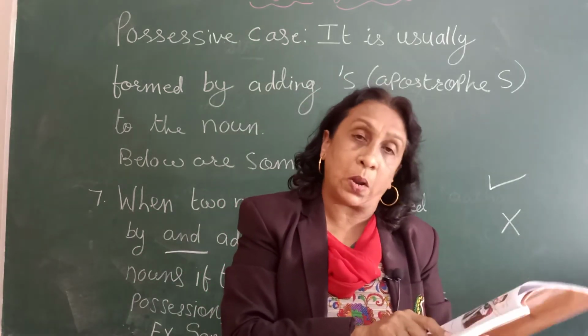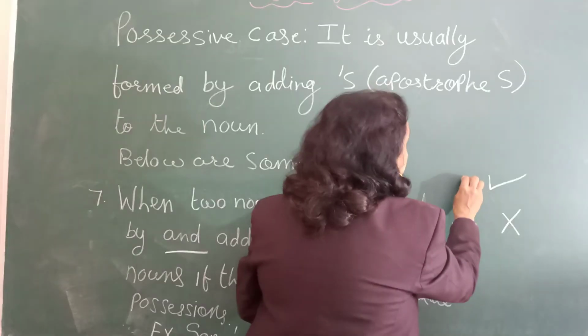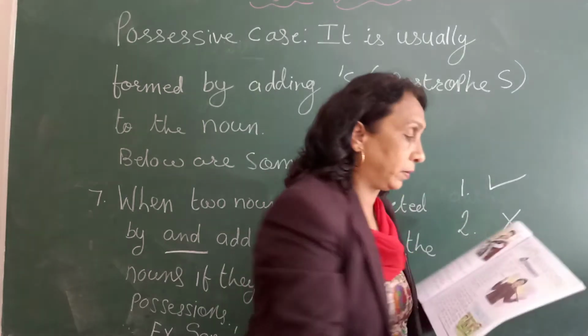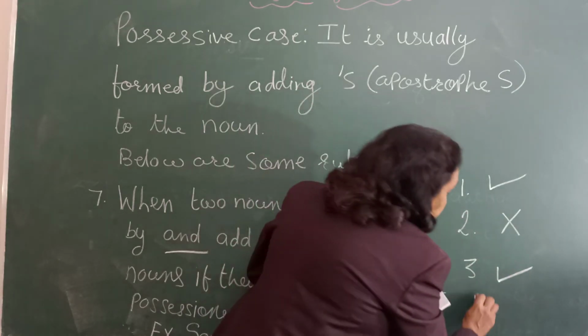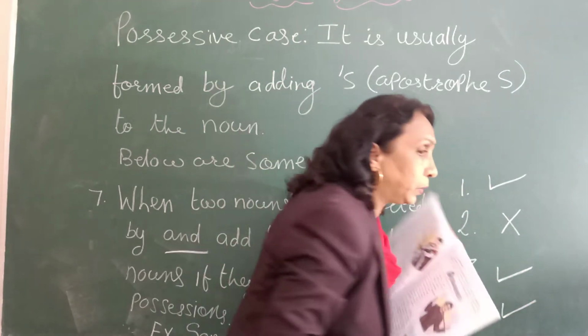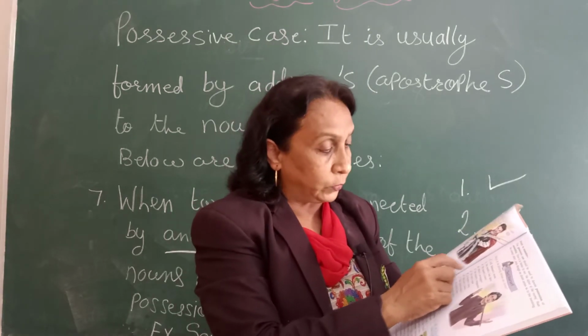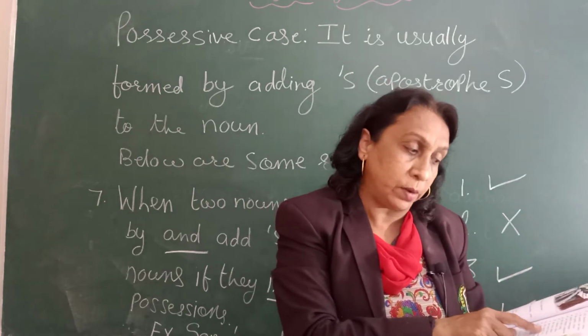The Queen's crown. Yes, it is mentioning something. The Queen's crown is a correct phrase. Understood? Fourth, today's newspaper. That is also a correct phrase. Understood? So in this way, 4 we have done, 5 to 13 in the textbook only you have to mark it. Is it clear, children?